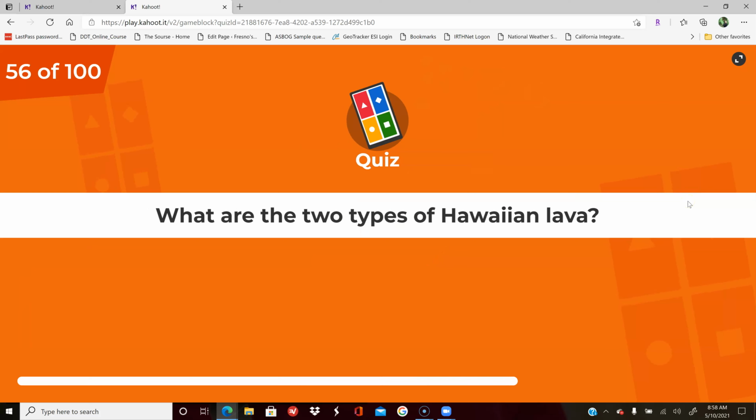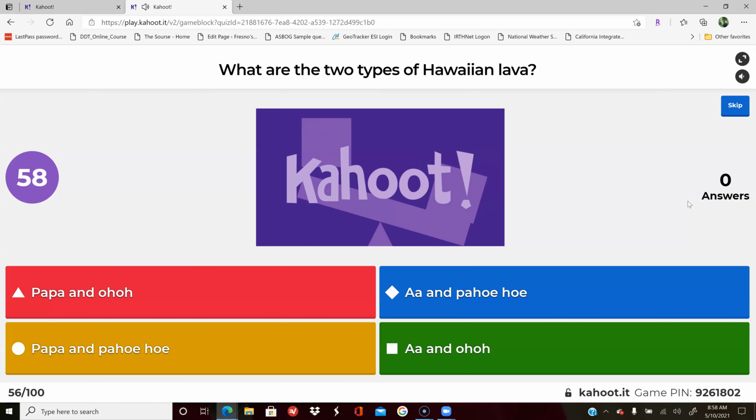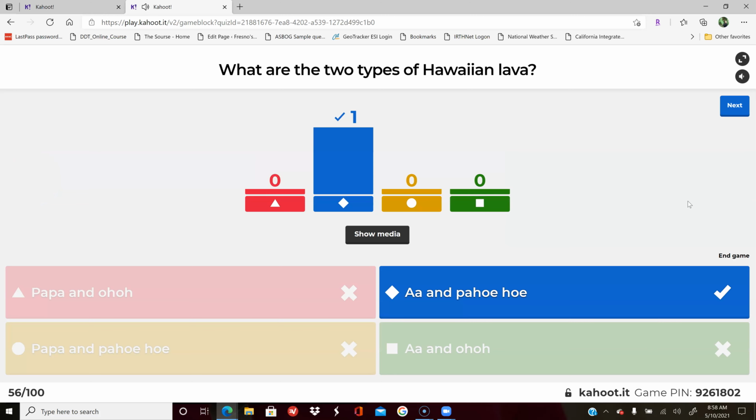What are the two types of Hawaiian lava? Papa and O'o, A'a and Pahoehoe. Papa and Pahoho, A'a and O'o. That would be A'a and Pahoehoe are the two types of Hawaiian lava.